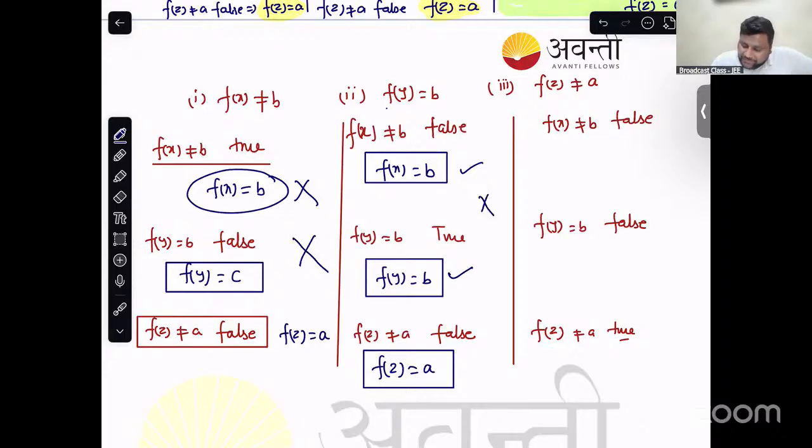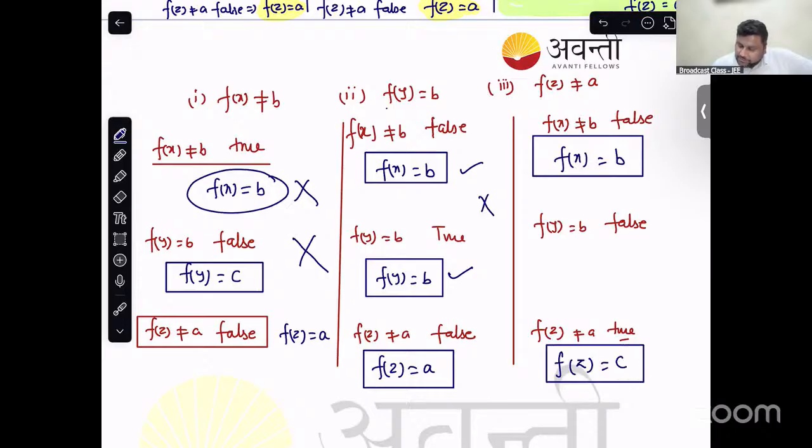Come here. fx not equal to b false. That means fx has to be b. fy equals b false, fz not equal to a true. So if fz is not equal to a, then fz can be c, because b is already an image of x. So in that case, fy has to be a. Now the images are a, b, c. Am I correct? Yes, sir.